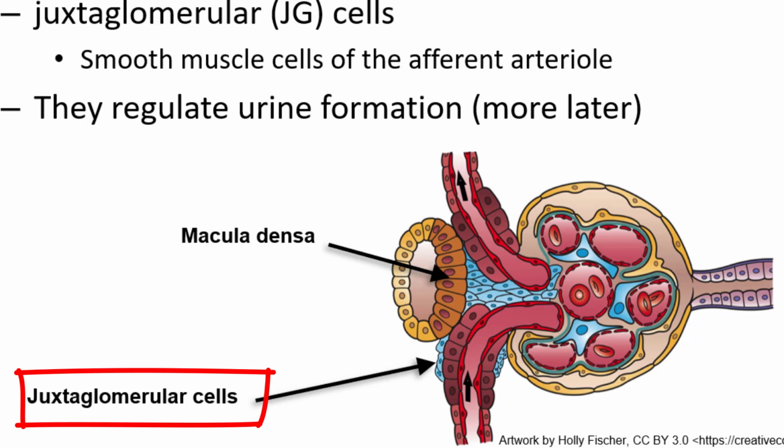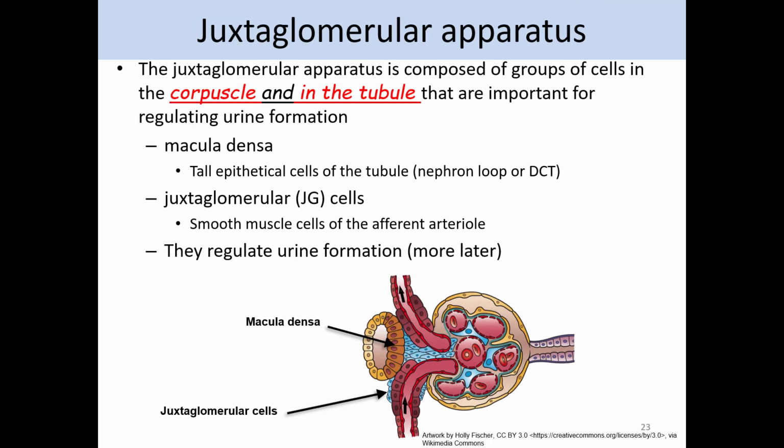The other group of cells that make up the juxtaglomerular apparatus are the juxtaglomerular cells. And these are actually a type of smooth muscle cell. Most of these smooth muscle cells are surrounding the afferent arteriole. So as you can imagine, if these juxtaglomerular cells, or JG cells as we abbreviate it, contract, they're going to squeeze that afferent arteriole so that the diameter of the lumen of that arteriole gets really small. Maybe even closes it, right?